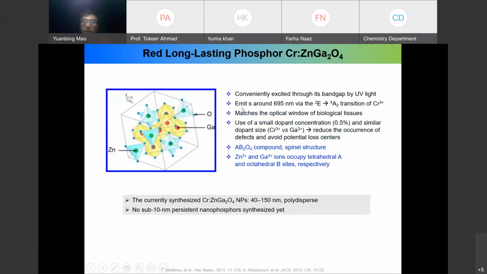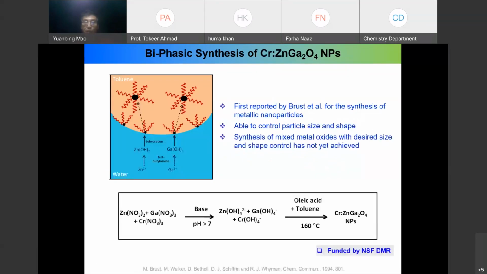It normally emits light around 695 nanometers, from this transition of chromium. And the more important thing is the match with the optical window for biological tissue. So this type of material is very promising for bioimaging, right? So first we thought about how to synthesize these nanoparticles, especially for bioimaging, for bio-related applications, right?